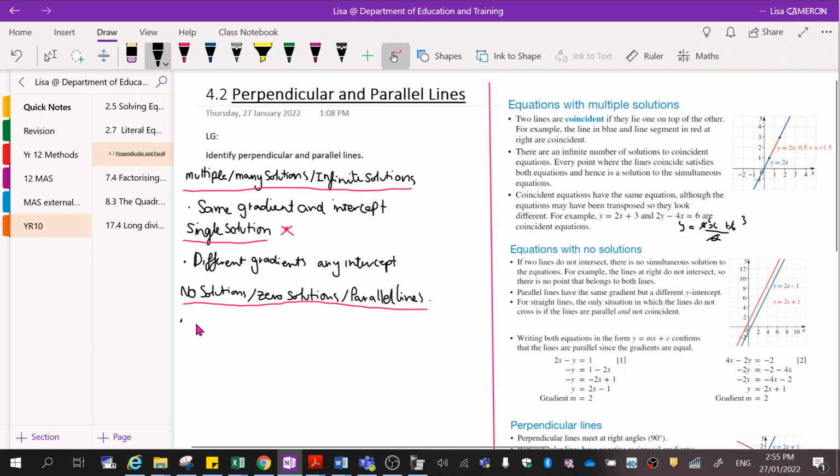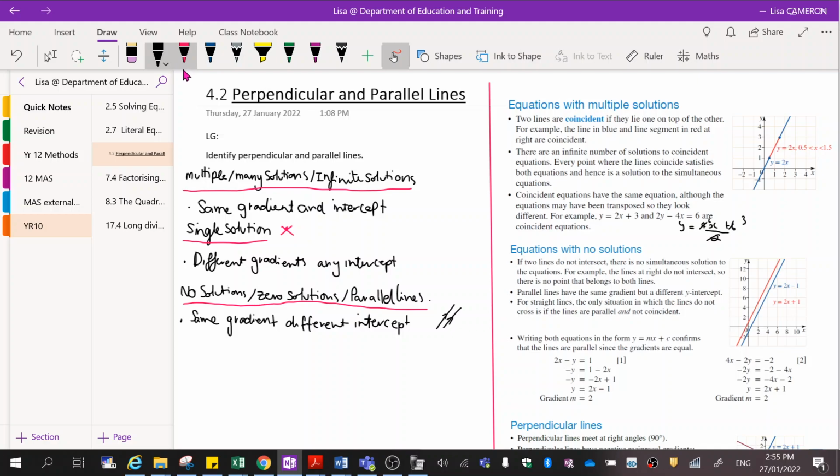So same gradient, different intercept. Okay, so that is parallel lines, always moving parallel, never touching.